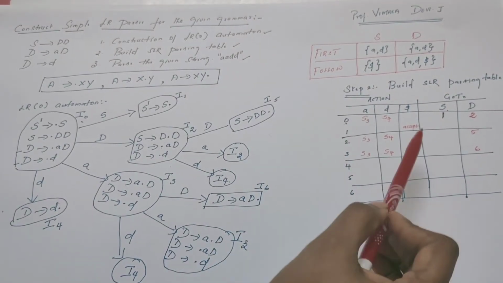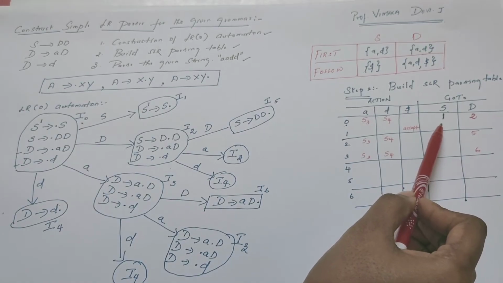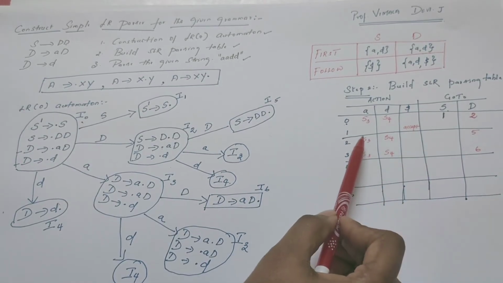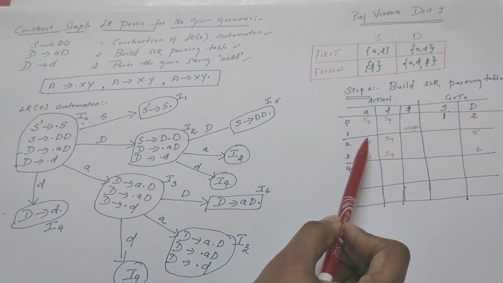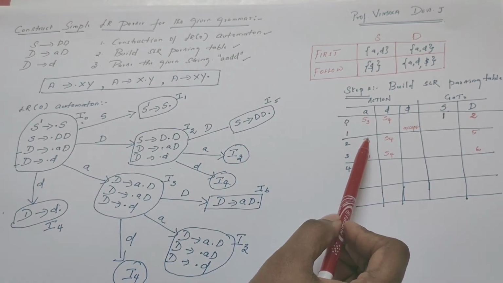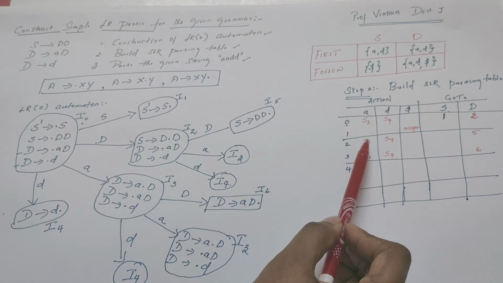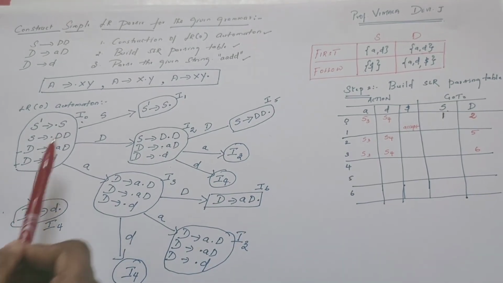Till now we have filled the goto function in our SLR parsing table, and we have filled the shift rules also into the SLR parsing table. But any bottom-up parser performs two operations. One is shift, another one is reduce. So how to fill the reduce rules now? Okay, now again we have to go to the automaton.